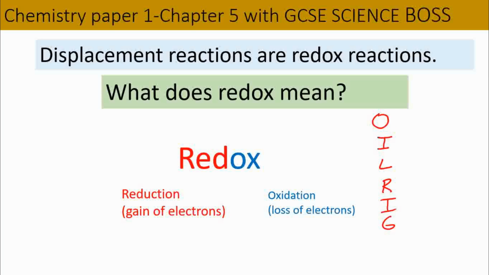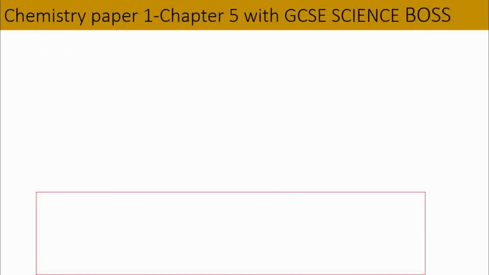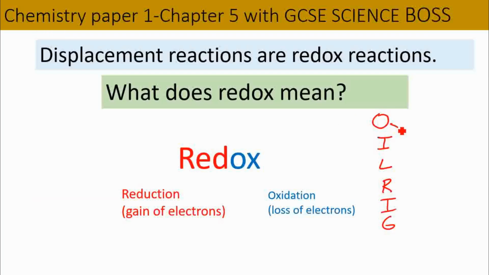So what does OIL RIG mean? OIL RIG means that oxidation is the loss of electrons. Okay, good. And reduction is gain of electrons. Okay, so that's what you just need to remember there.